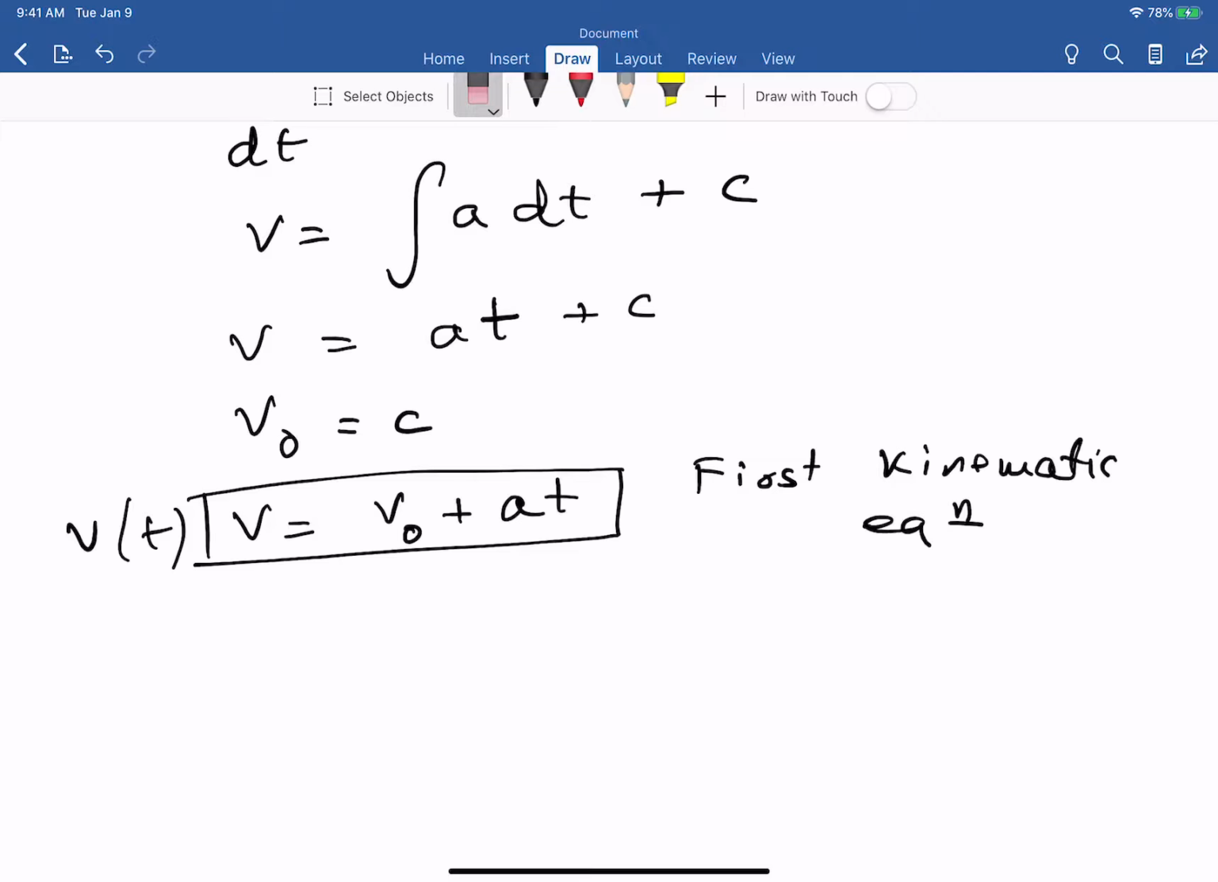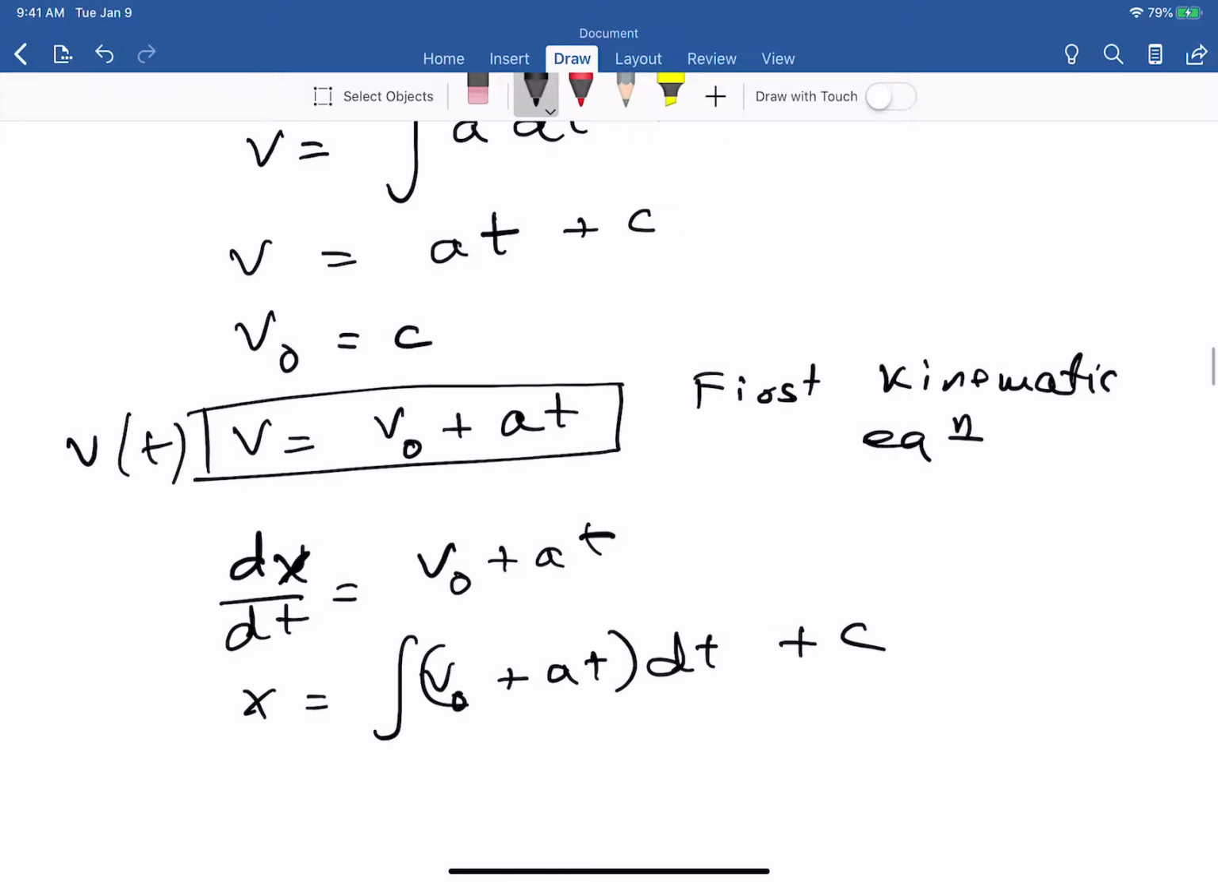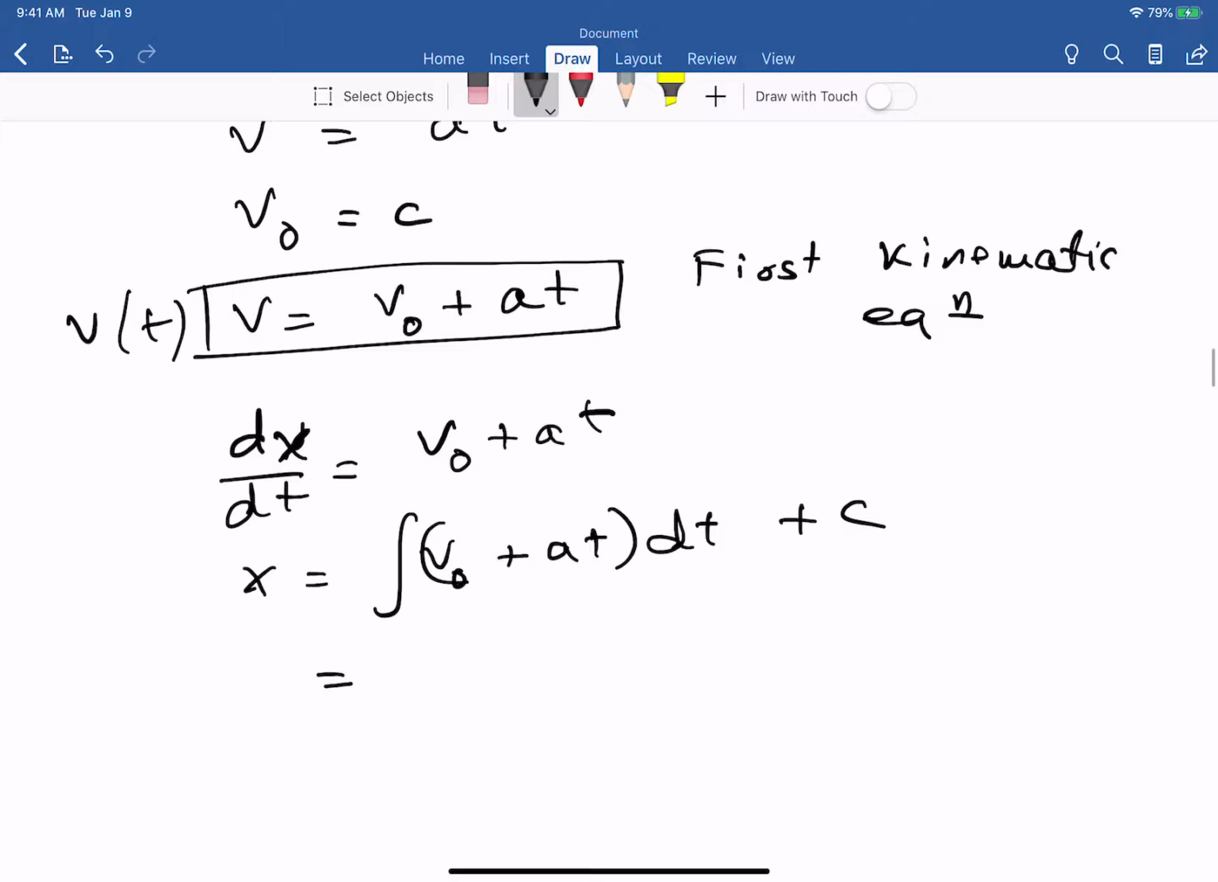We can start with this equation for the velocity that we just derived, and we can use the definition of velocity, which is that dx/dt is v. So dx/dt is v0 plus at, and we can find x by integrating this quantity on the right side. The integral of v0 plus at dt, plus some constant of integration, gives v0t plus half a t squared plus some constant, and that is x as a function of time.